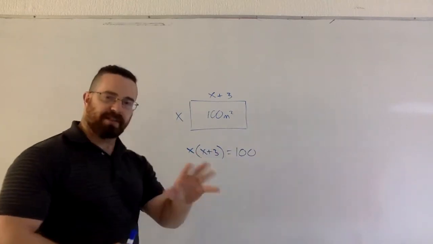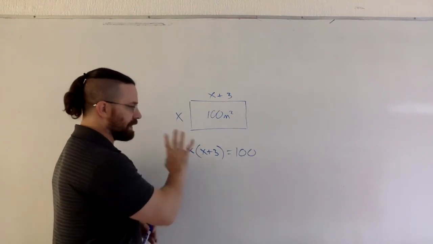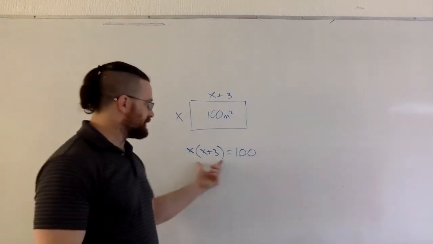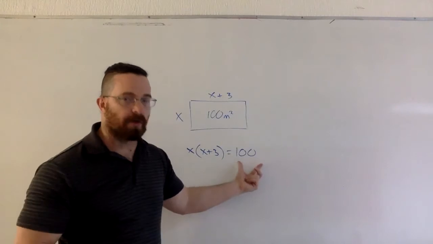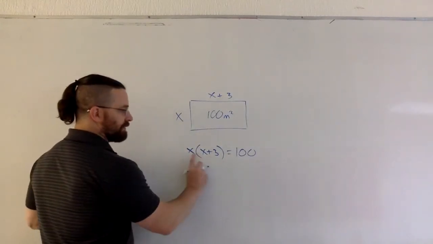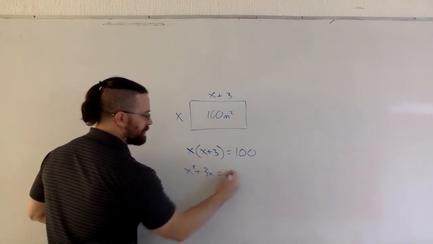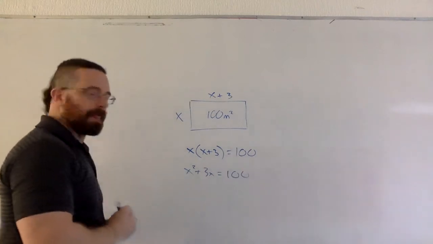Now, remember, this isn't the type of equation right now where I can say, this X equals 0, and then I just set this to 0. No. That only works if this is equal to 0. It's not equal to 0. It's equal to 100. So you can't do that. So what we're going to have to do is do the multiplication here. So I get X squared plus 3X equal to 100.